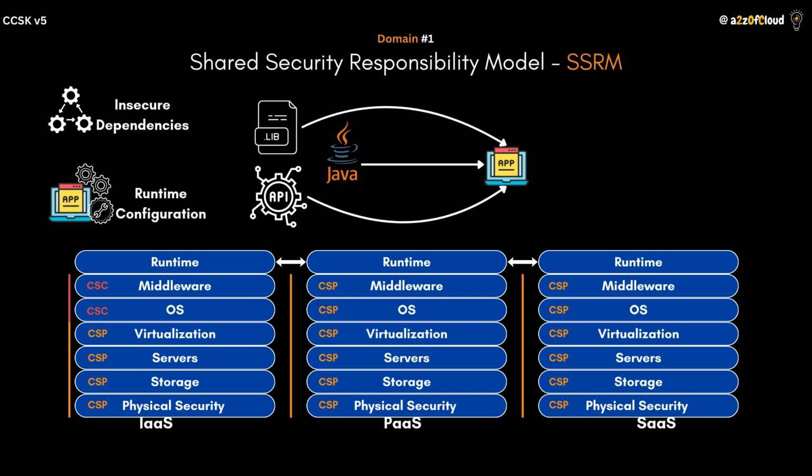Runtime configuration issues. Misconfigured runtime environments can create attack vectors. Runtime attacks on containerized environments. Containerized application runtime components might be vulnerable to container breakout attacks. In the infrastructure as a service model, the customer is responsible for securing the runtime layer. In the platform as a service and the software as a service model, the CSP is responsible for securing the runtime layer.